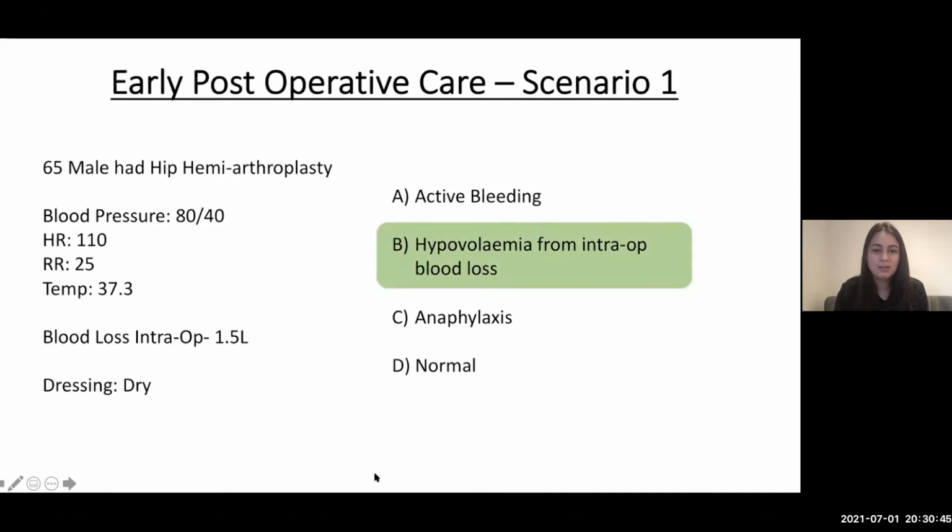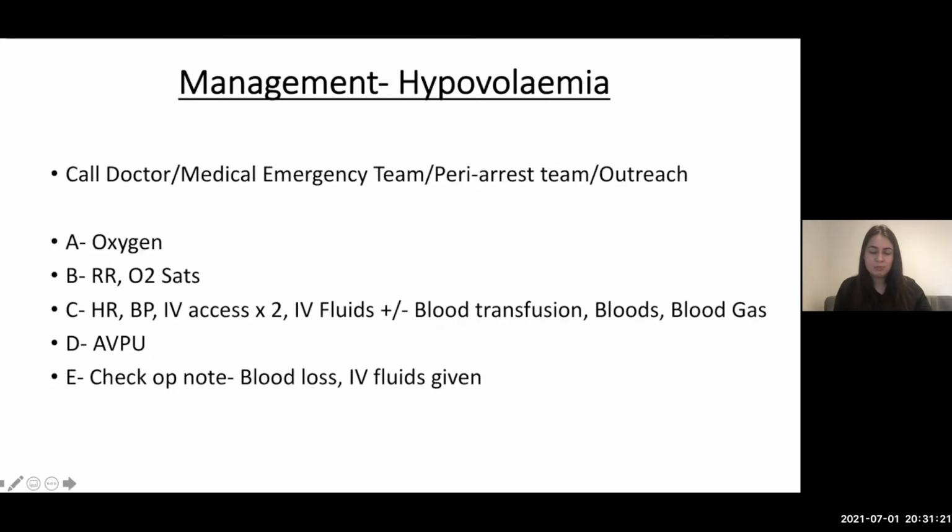This scenario shows hypovolemia from intraoperative blood loss. So it's not active bleeding because the dressing is dry, and looking at the leg, there was no hematoma or big swelling. So 1.5 litres is actually quite a lot to lose from a hemiarthroplasty. It'll be more like 200 to 500 mils of blood lost in that operation. And because they've lost so much intraoperatively, it's kind of catching up with them at that point. So if you're on the ward, you want to call a doctor for this patient.